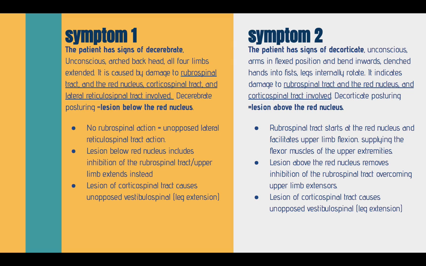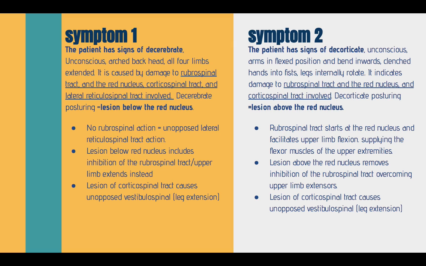And this lesion below the red nucleus means that the rubrospinal tract is inhibited, so the upper limb will extend. And a lesion of the corticospinal tract means leg extension. For the second case, the second symptom, the patient has decorticate posturing because the patient has a flexed position, arms bent inwards, and clenched hands into fists, and the legs are also internally rotated. And this means that the patient has rubrospinal tract damage, and the red nucleus and corticospinal tract are involved.